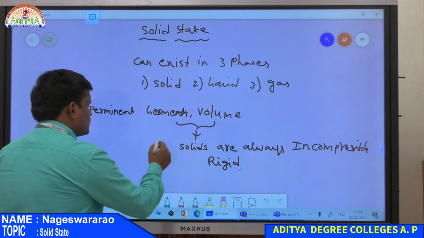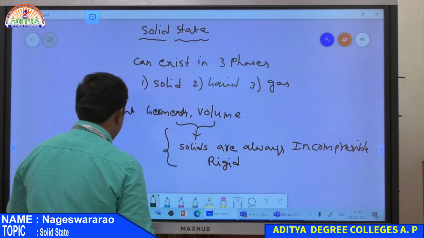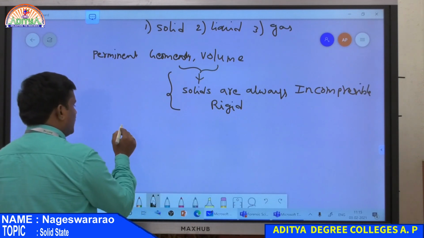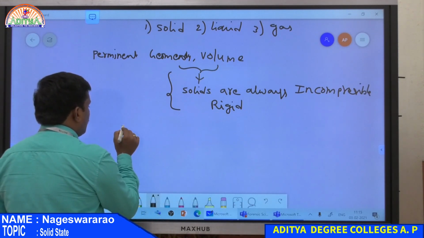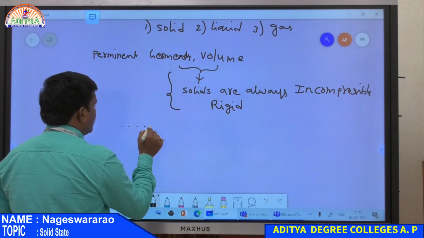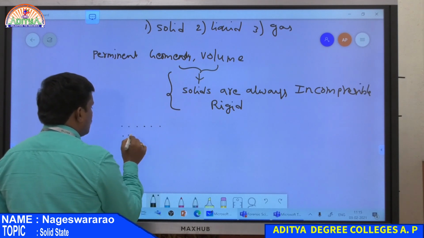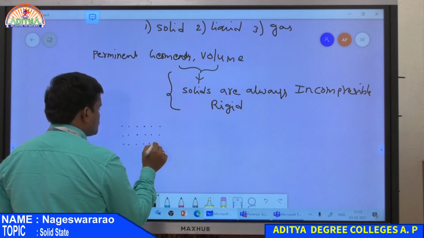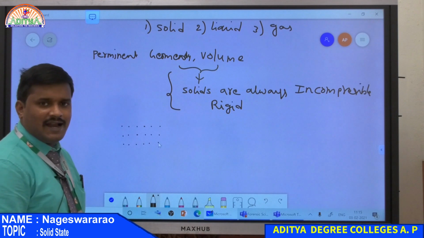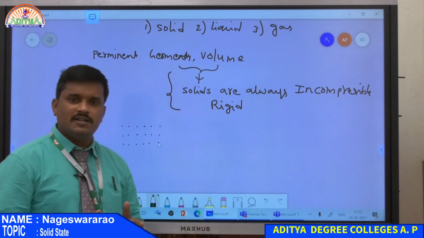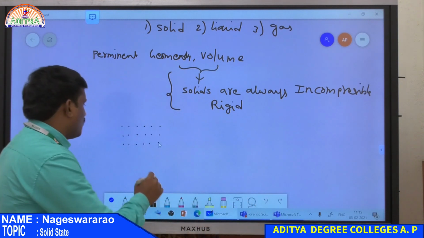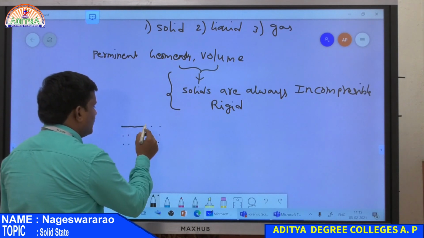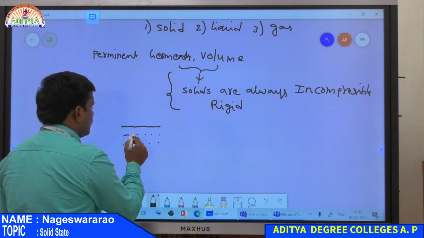These properties of a solid are mainly due to the arrangement of atoms in a solid. In the case of a solid, all the atoms are arranged in a regular manner, and also all atoms are closely packed with each other. There is a small distance between the atoms, and all atoms are arranged in regular order. One atom followed by the next atom, again followed by the next atom. This is the arrangement of atoms present in a solid.